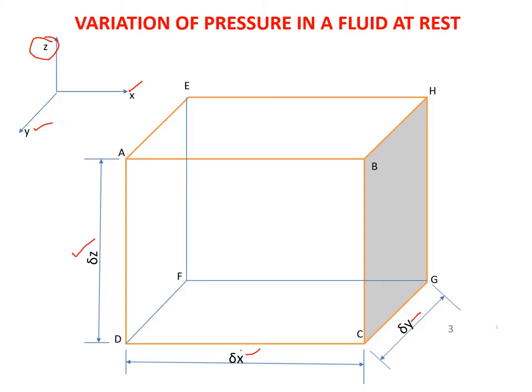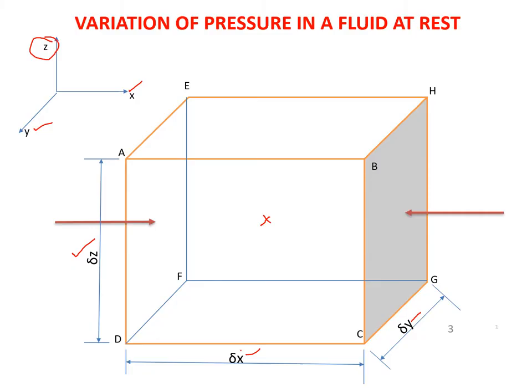Now let the pressure be P at the midpoint. If the pressure is P at the midpoint, we allow the pressure to vary. Right at the beginning of this derivation, we don't know how the pressure varies. So if the pressure is P at the midpoint, that is the CG of the fluid element, then on the right plane, that is BHGC, the pressure increases, and on the left plane, AEFD, the pressure decreases because it is on the negative side.